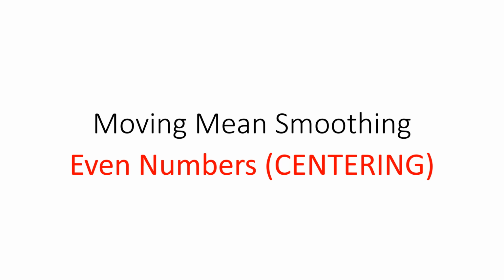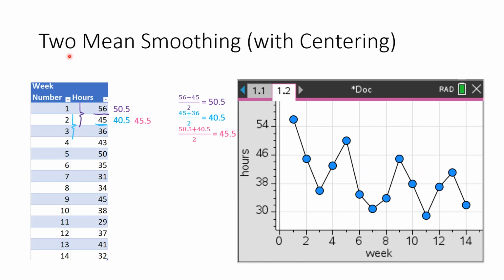Now we're going to do moving mean smoothing with even numbers, which means we need to do a thing called centering. Okay, so when you've got this 2, it does cause you a few problems, because if you look at the first two data points, 1 and 2, this is the purple we're looking at, the middle of that is 1.5, and 1.5 doesn't exist. There's no 1.5 in our data.